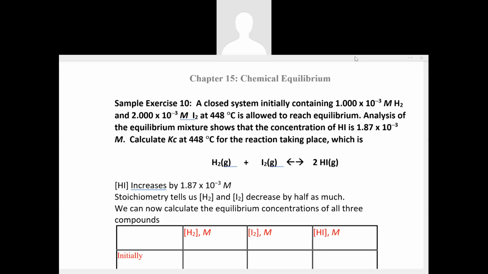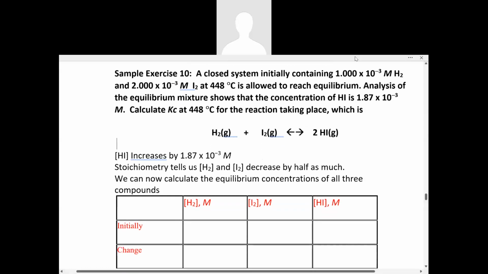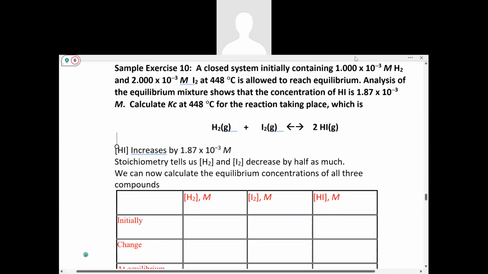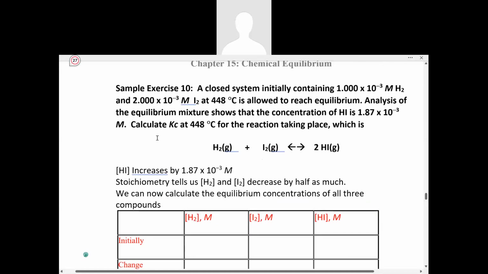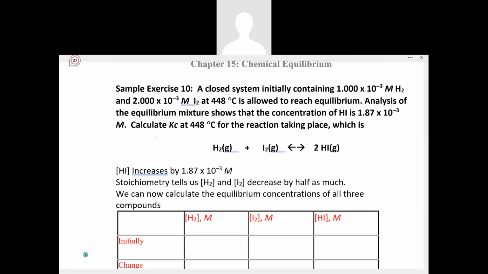Let's take a look at sample exercise 10 from chapter 15 on chemical equilibrium. The next example on our worksheet mentions that we have a closed system and we're given some initial values. Our first value given is 1.000 × 10^-3 molar for H2 gas.